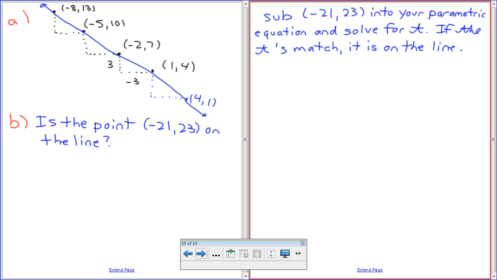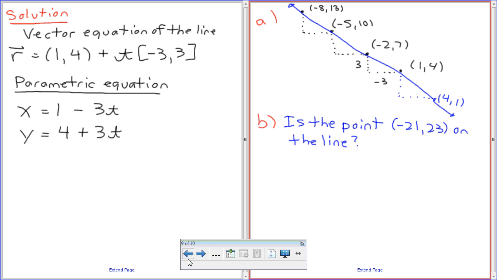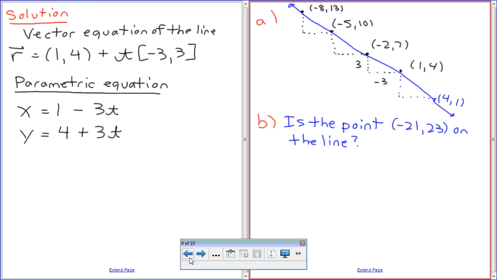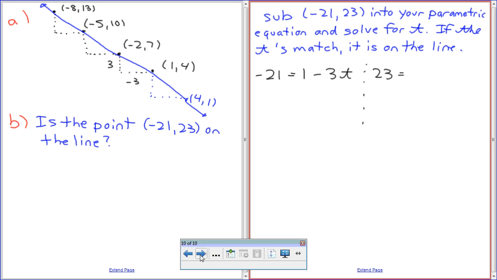So the x was negative 21 equals, what was it, 1 minus 3t. And then I had 23 equals 4 plus 3t. Before I move on, I want to make sure that everyone is crystal clear on where that came from, because solving equations we're getting back into in this unit, okay, the algebra, stuff like that, we're coming back to again. Brad, you're good with where those came from?